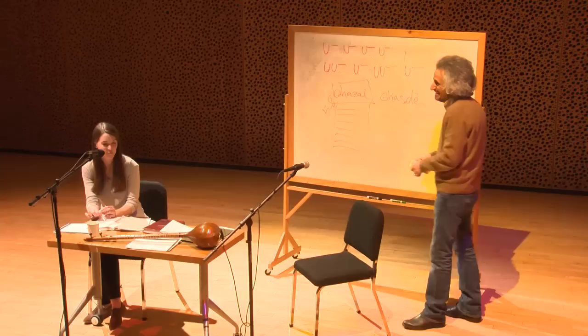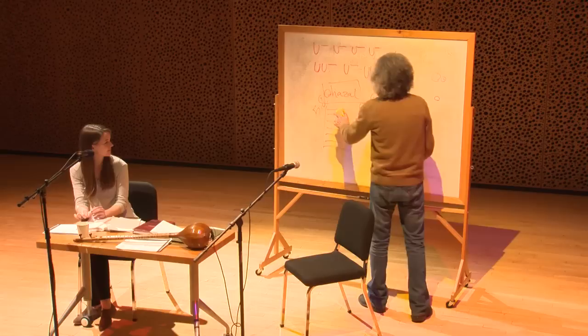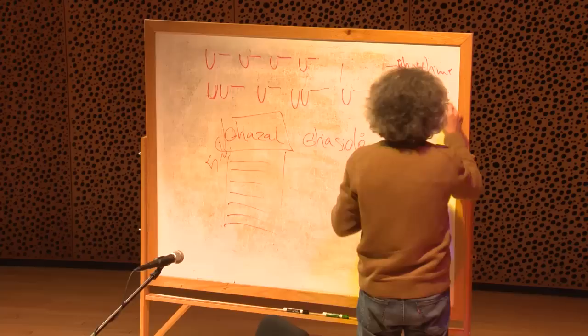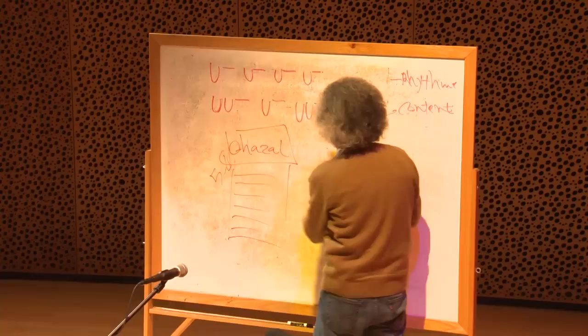So one way you classify poetry is with rhythm. One is through content. And the third one is rhyme.